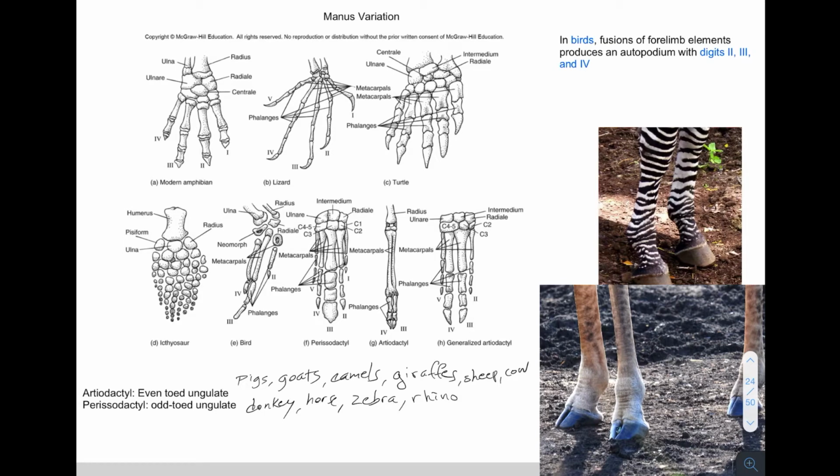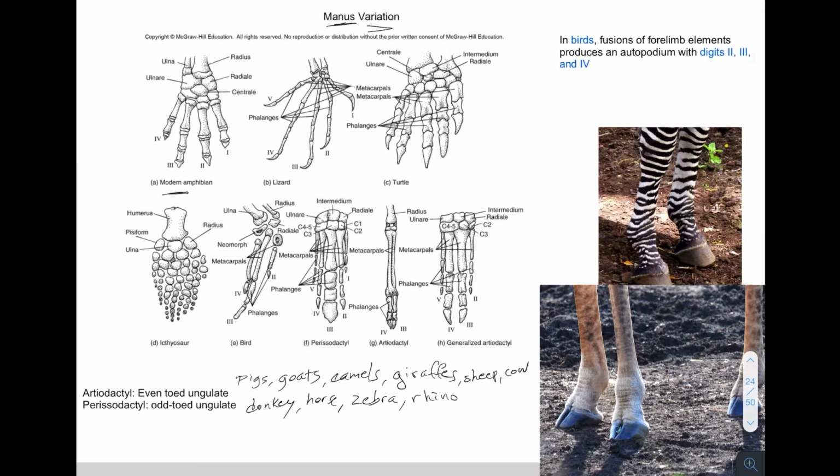Here we want to look at manus variation in vertebrates. And recall that the word manus is the Latin word for hand. And so in order not to be too human-centric, we use the Latin term to be more general about this conversation. We want to start with the modern amphibian.